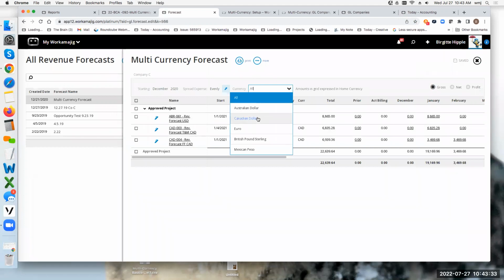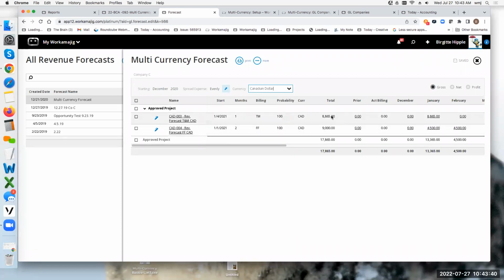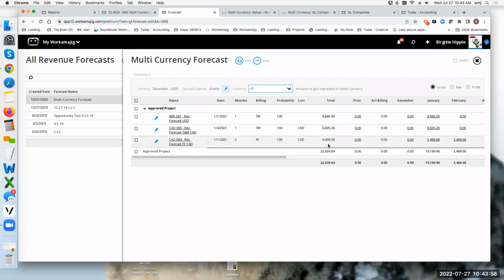However, if I go ahead and say, well, I'd like to see just my Canadian projects and my Canadian revenue forecast, now it changes them back to what's actually on the project. And this is 17,865 Canadian dollars. So even our revenue forecast has the ability to do currency. But if you run it for all, it's going to revalue everything to home currency. If you run it for its currency, it will actually display it in that currency.